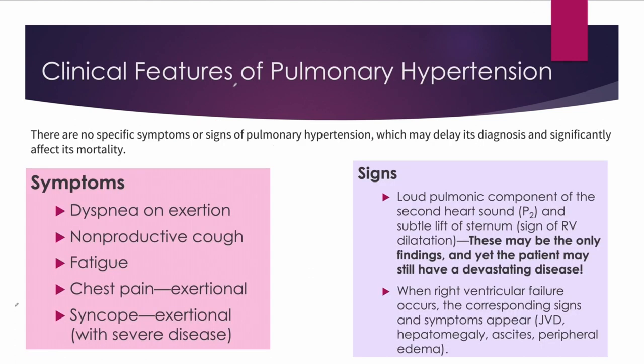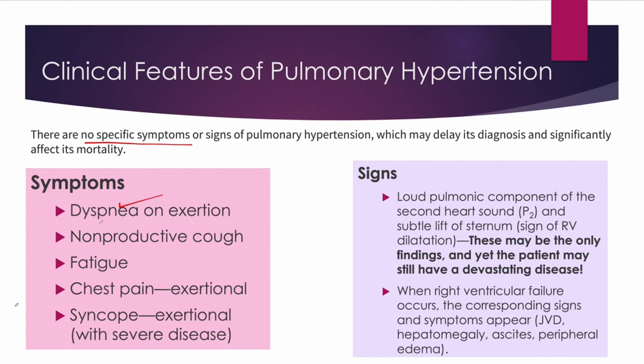So, what are the clinical features of pulmonary hypertension? Well, unfortunately, kind of like PE, there are no specific symptoms. It really delays diagnosis because early on, pulmonary hypertension is silent until it starts causing problems. Then it starts usually causing some right heart failure, and that's when we start to notice it. Really, what you should do is look for pulmonary hypertension in those patients that have these chronic conditions that tend to cause it.